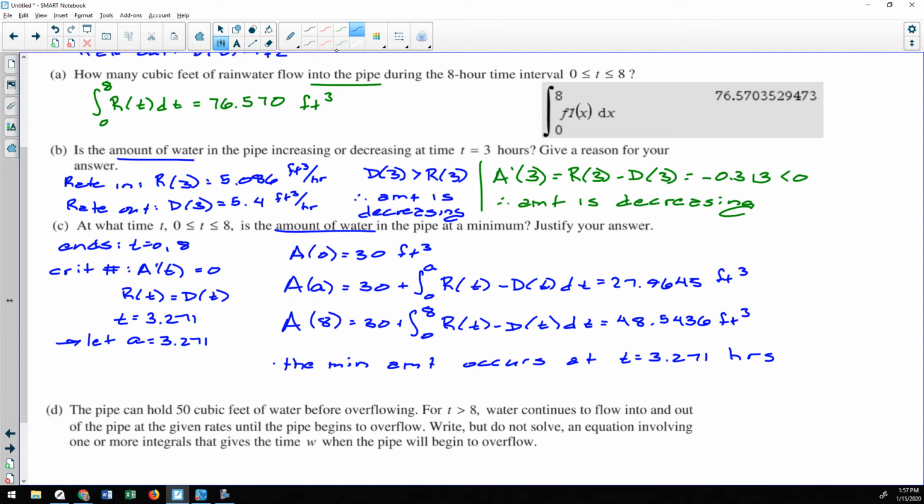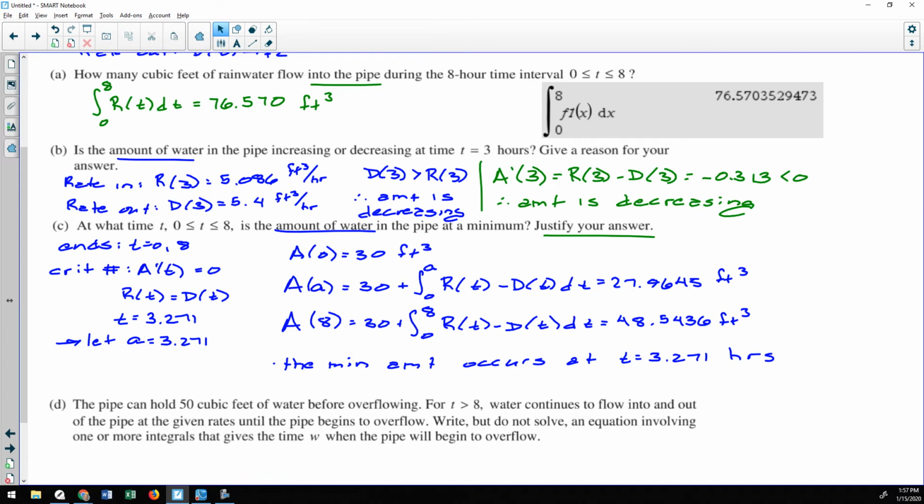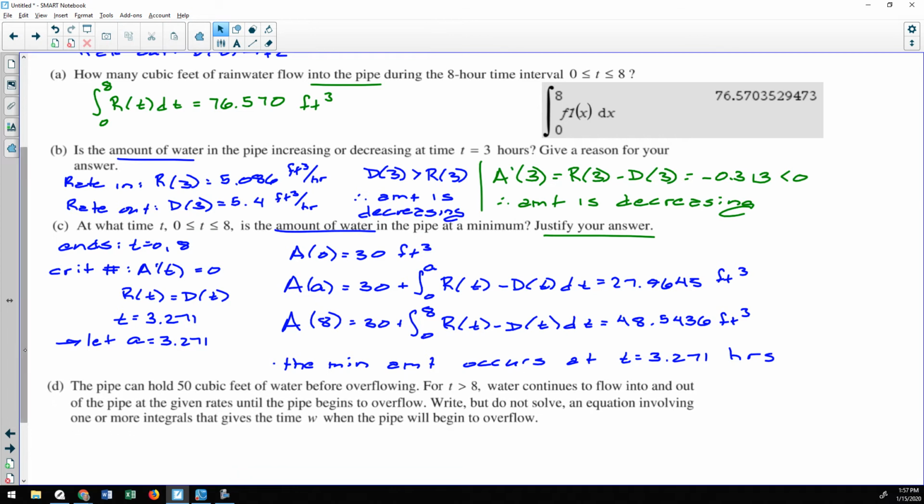As for justification, in an extreme value theorem question, justification is showing that you considered all the candidates, your endpoints and your critical numbers, and that you found their actual amounts and compared the function values at those three candidates. So our justification is the work shown. You don't have to have a conclusive statement wrapping up an extreme value theorem question.